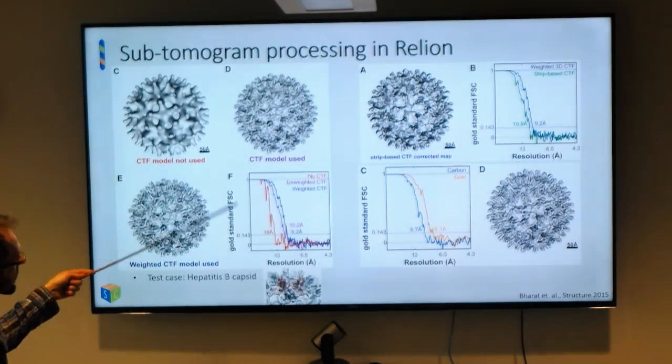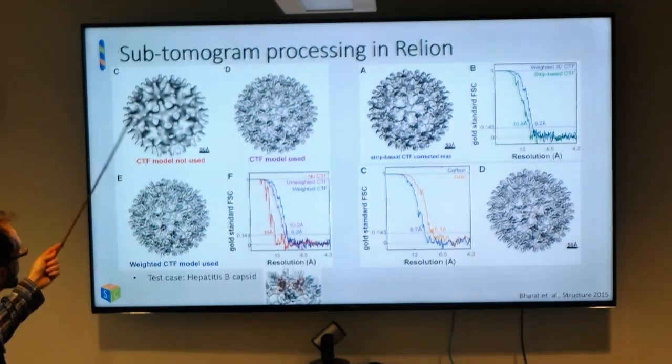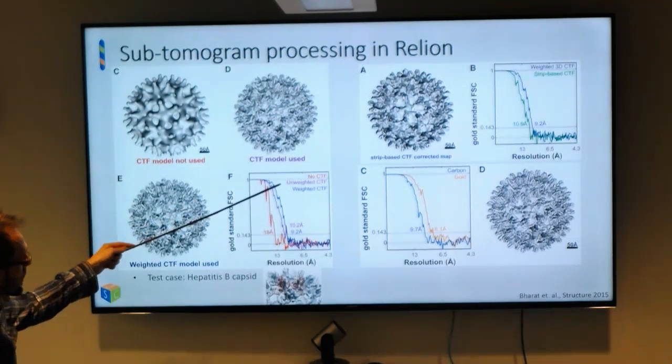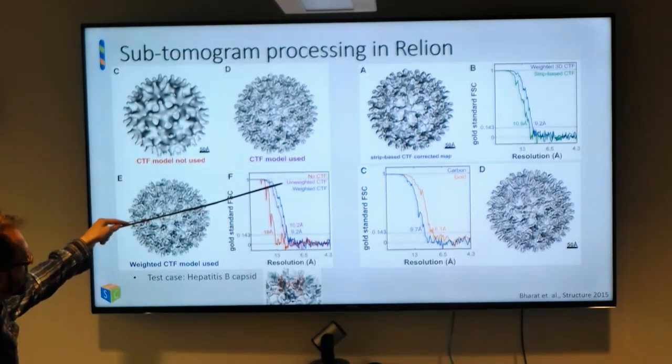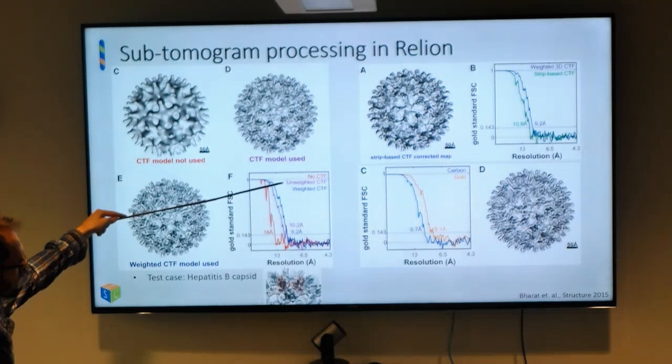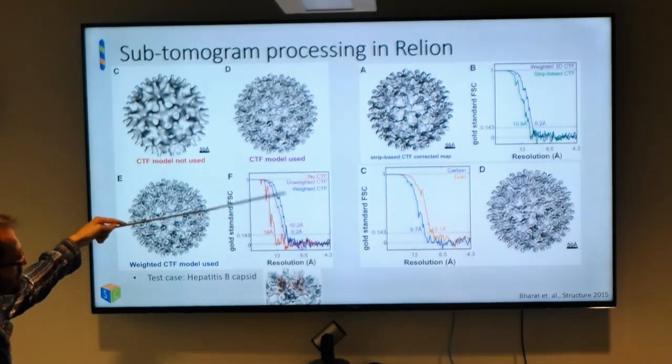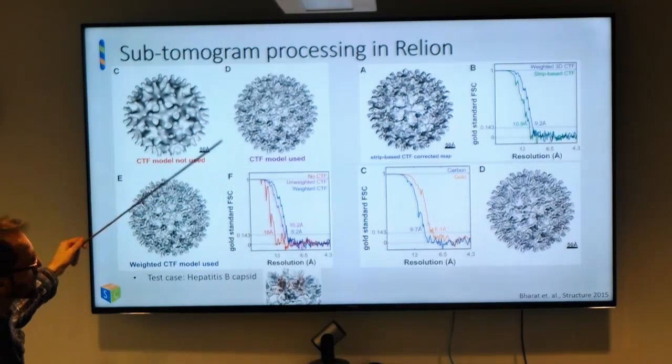With no CTF correction, 18 angstroms is some highly symmetric virus. With, let's see, unweighting, so this is without the dose weighting, you get 10 angstrom. With that dose weighting, you get an extra angstrom out of it.